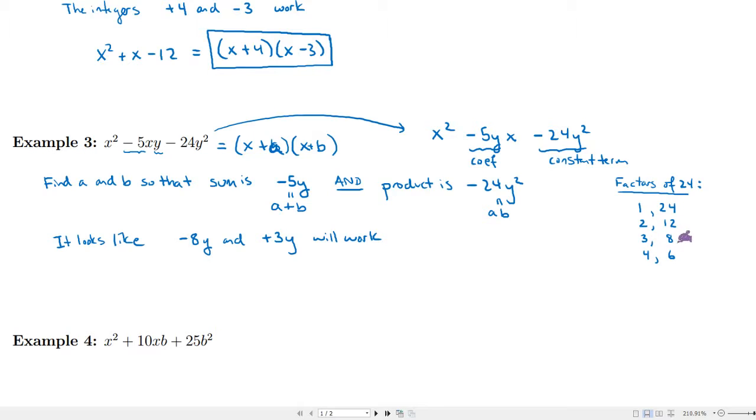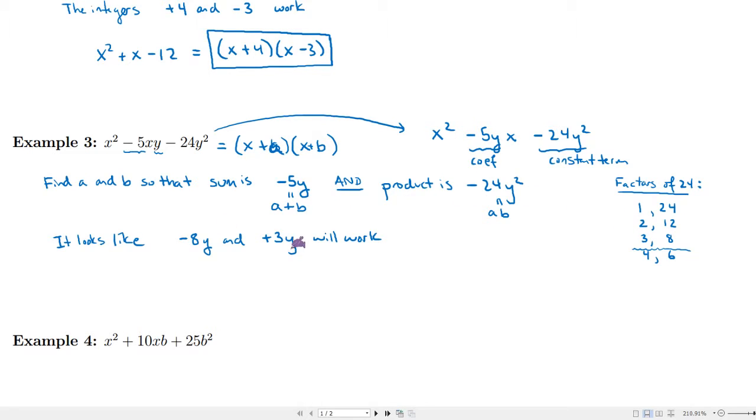And so what I was saying is this is going to be the correct pair, the 3 and the 8, because their sum is not 5, but the distance between them is 5. So if one of them is negative and the other one's positive, then when I add them, I can possibly make this correct coefficient there. So I'm just trying to give you the idea of how you're doing this, but it's a little bit of trial and error, but it's still systematic in the sense that you are limiting your possibilities.